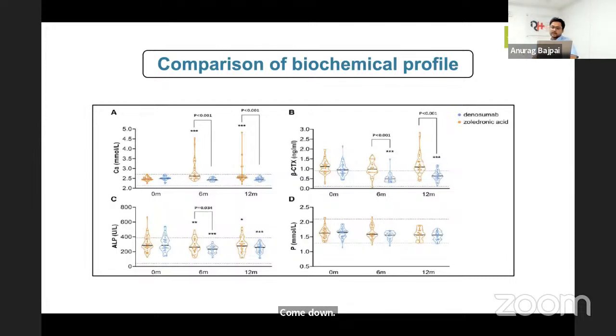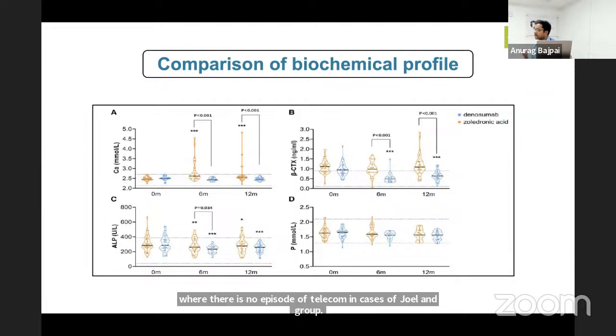Now the one more important thing here is that there is much more incidence of hypercalcemia, and almost 6 patients are having it. That is the most important data you want. Yes, the hypercalcemia occurred after the discontinuation of the denosumab therapy, and it was 13 in number, whereas there is no episode of hypercalcemia in the zoledronic acid group. And among these 13 patients, 6 patients were critically ill. They had to be admitted to the hospital.